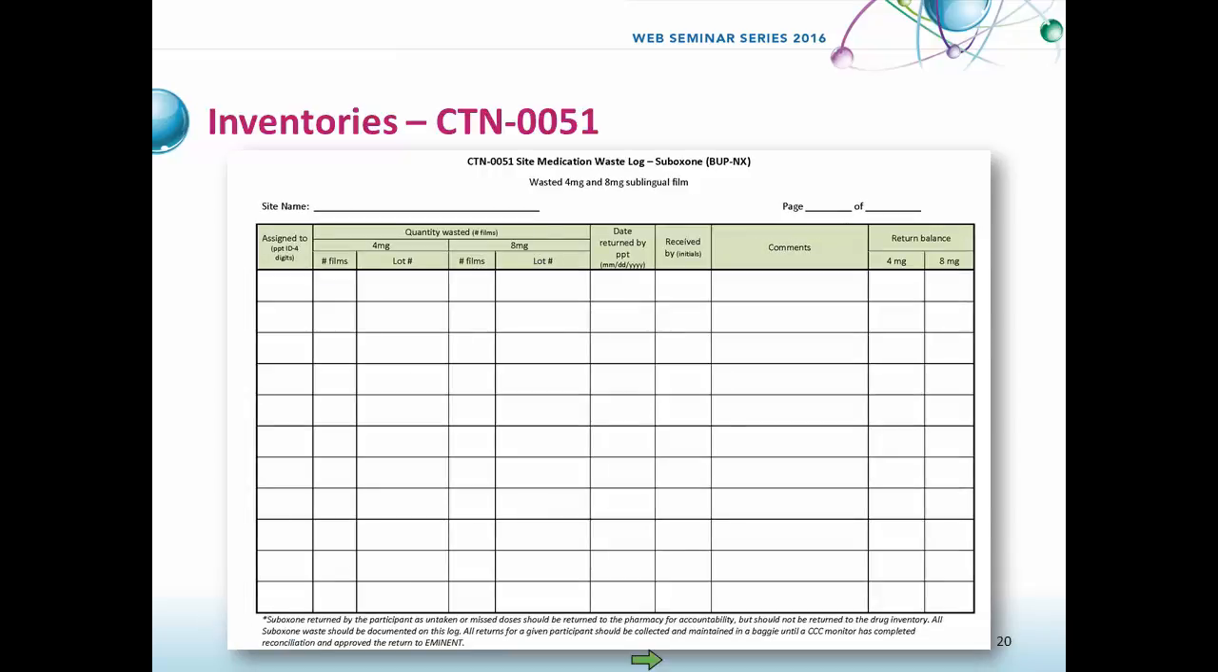And finally, because Suboxone is a controlled substance, we developed a waste log and a separate set of procedures to be able to track the Suboxone returned by participants. We wanted to make sure that it would be kept separate from the available dispensing inventory and to provide documentation for reconciliation by the CCC monitors and eventual return to Eminent.